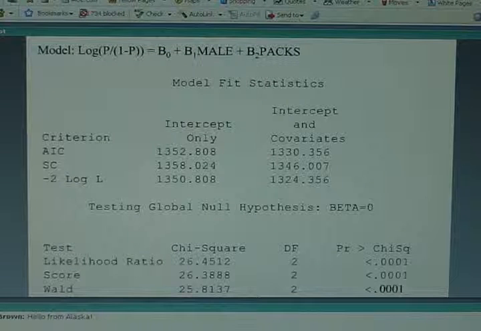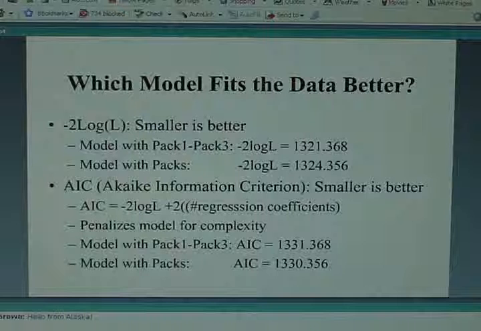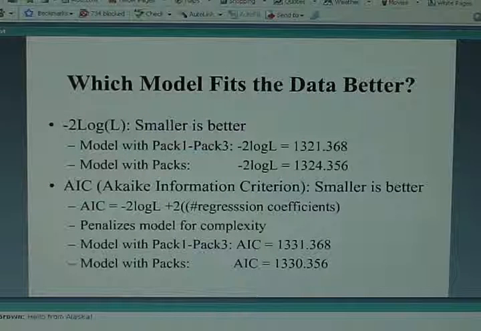So maybe a better way to decide which model is better is not to look at the model with the smallest -2 log L. Look for the model with the smallest AIC statistic. For the model with PAX1, PAX2, and PAX3 plus male, it was 1331.